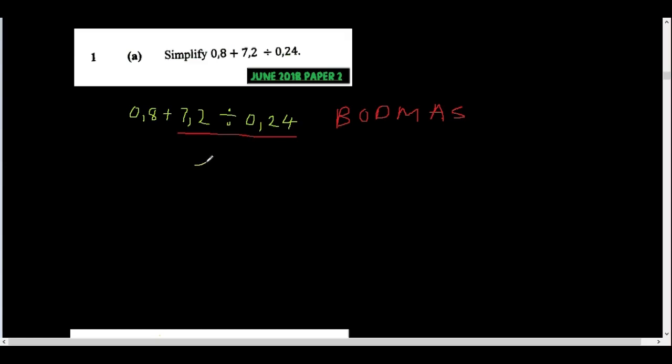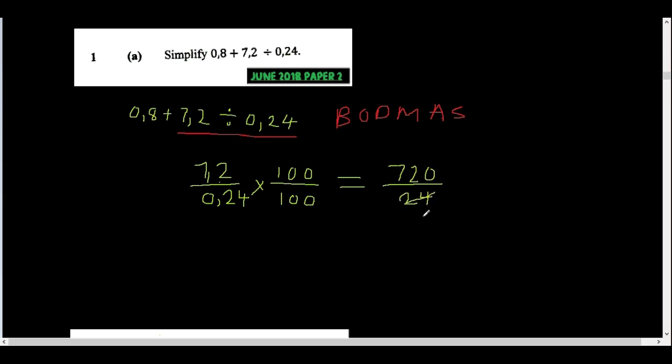Say 7.2 over 0.24. Then we multiply by 100 to make the denominator and numerator whole numbers. Then we get 720 over 24. 12 into 24, that's 2. 12 into 72, that's 6. 2 into 60, that's 30. Then we replace the division part by 30.